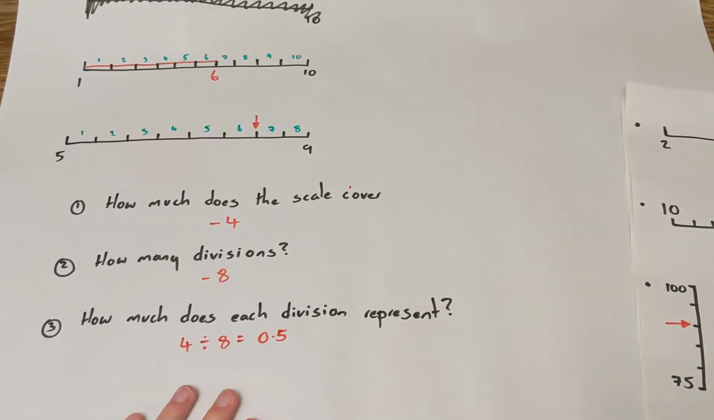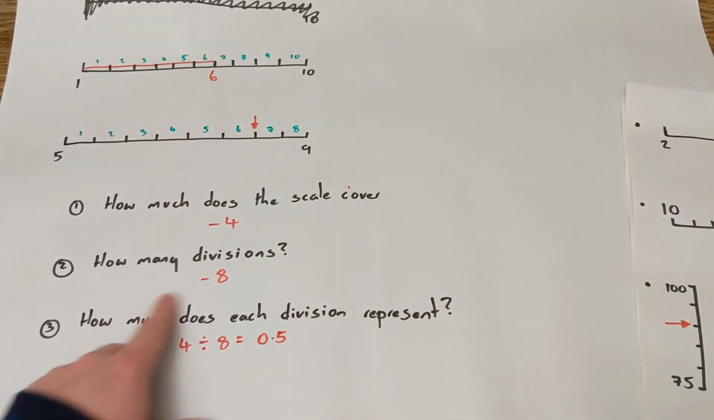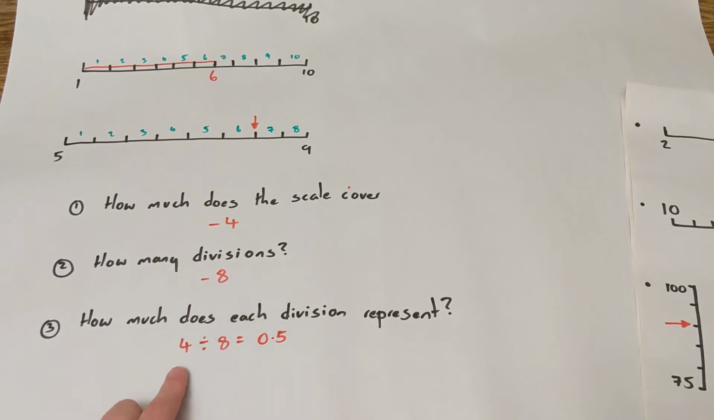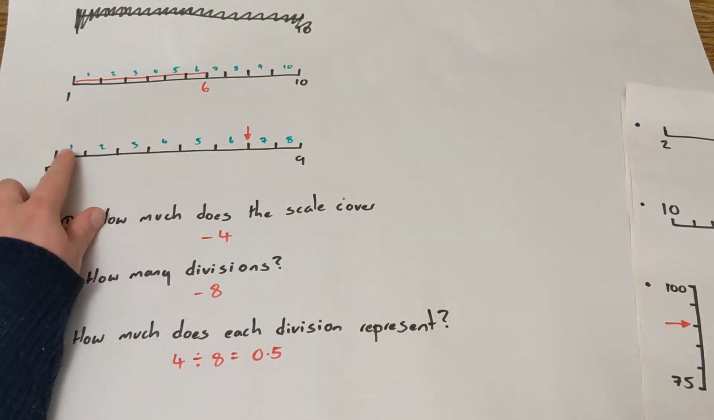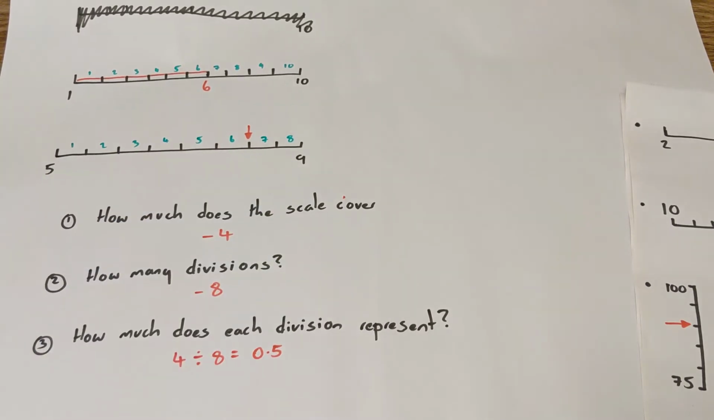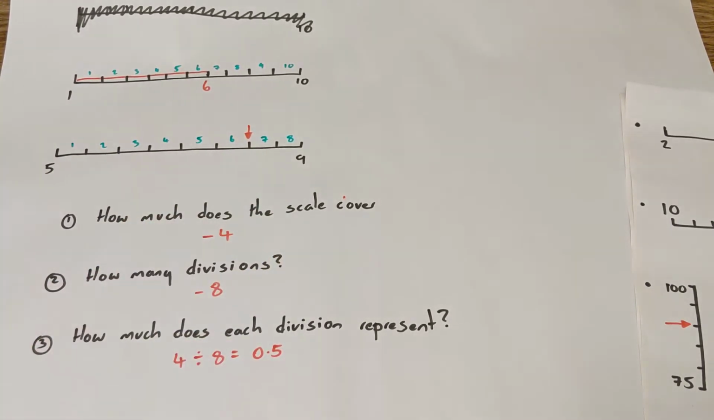0.5. So, we know it covers a total of 4. It's split up into 8 parts. So if we do the 4 divided by the 8, that tells us each part is 0.5. So the last step then is just to count up. We know each line here means 0.5. So what does it mean when we get to here? Well, let's have a look.